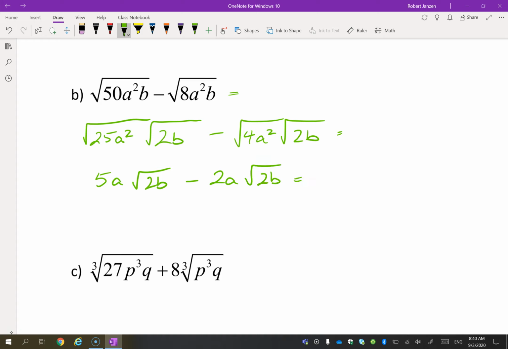Now, can I subtract or add that? Well, they have the same radicand, 2b. They have the same index, 2, so these are like terms. So then I look at the coefficient, 5a take away 2a is 3a square root of 2b.